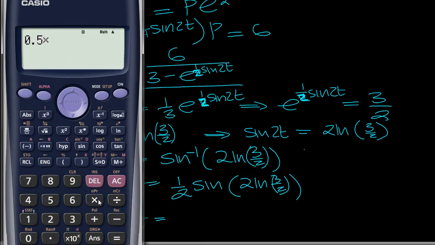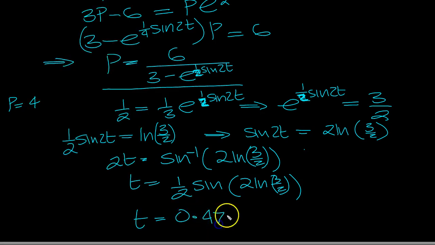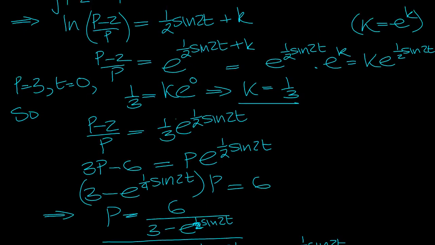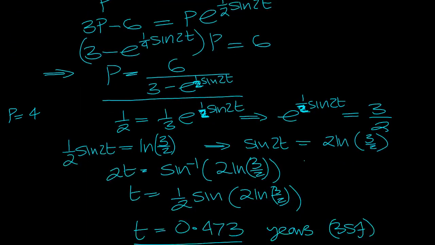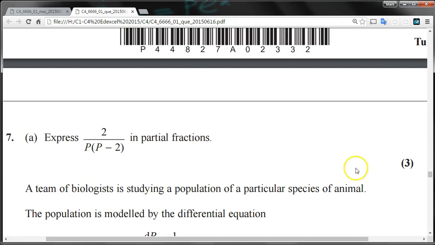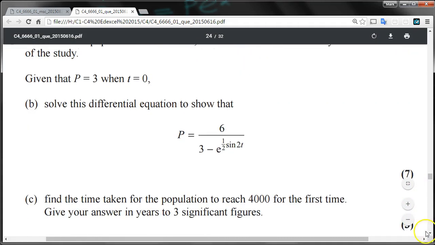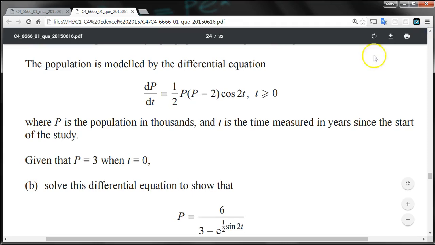So 0.5 times inverse sine of 2 times natural logarithm of 1.5, close the log, close the sine. We're in radians mode. 0.473. Is that years? And that was to 3 significant figures, because that's what the question asked us. If we go back to the question, let's have a look, just to double check. Okay, I think it is 3 significant figures and the population is in years.